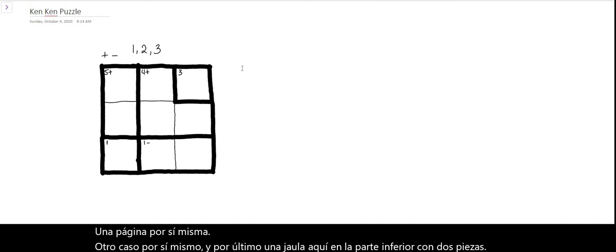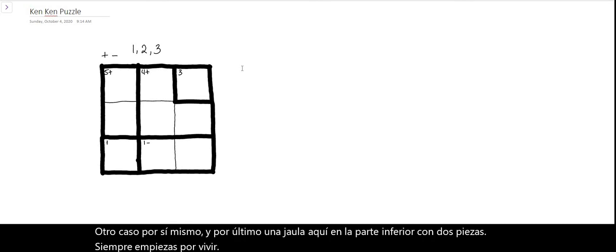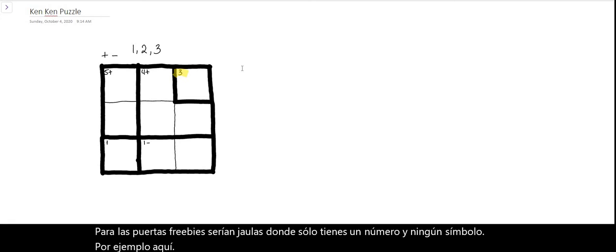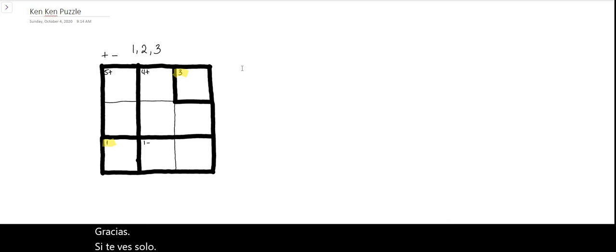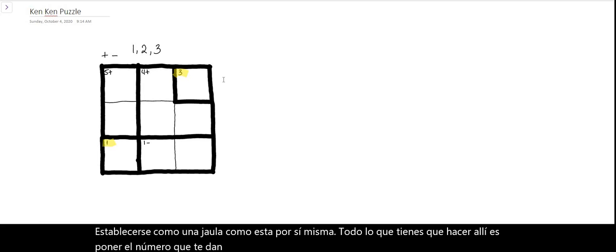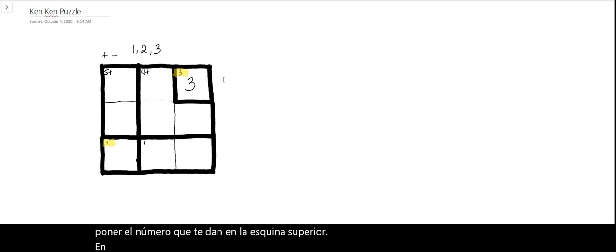You always begin by looking for the freebies. Those would be cages where you only have one number and no symbol, for example, here and here. If you see a cell by itself set up as a cage like this, all you have to do is put the number that they give you in the upper corner. In this case, 3, and here is a 1.